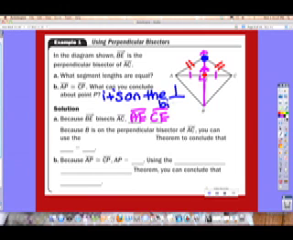This is very similar to your homework assignment tonight. You gotta look at a picture and decide what you can conclude about the picture. So first thing we concluded, AE is congruent to CE. Second thing, we can say point P is on the perpendicular bisector because those 2 pieces are equal.